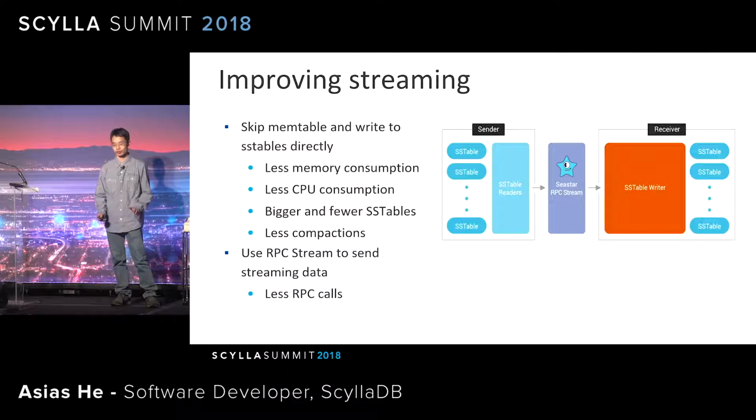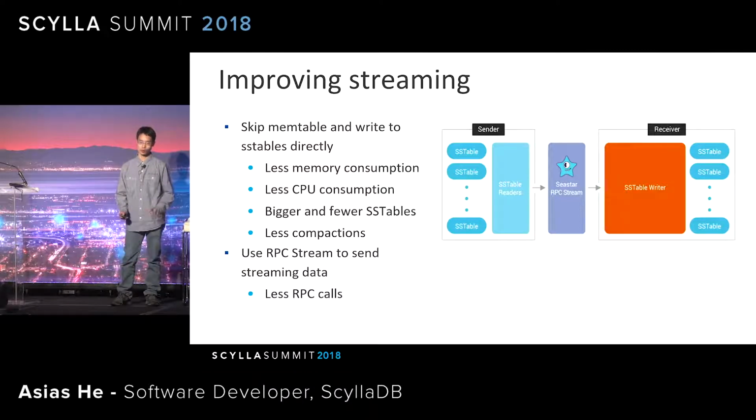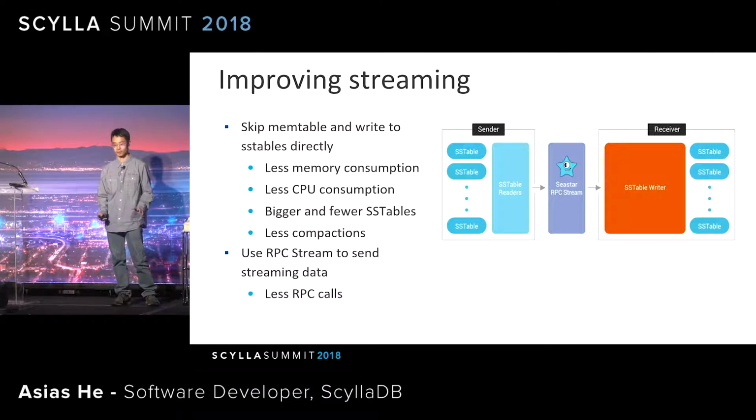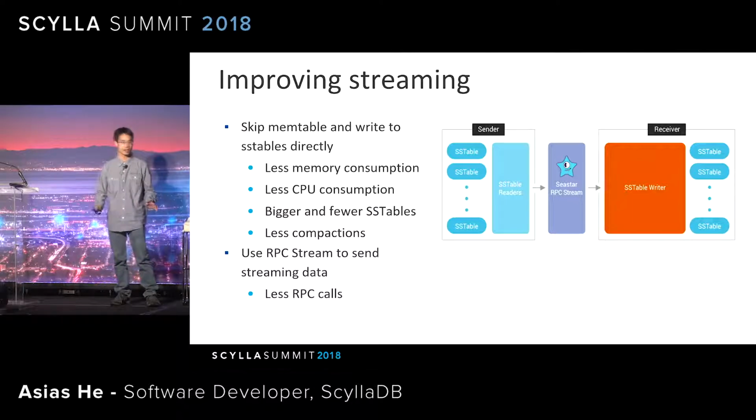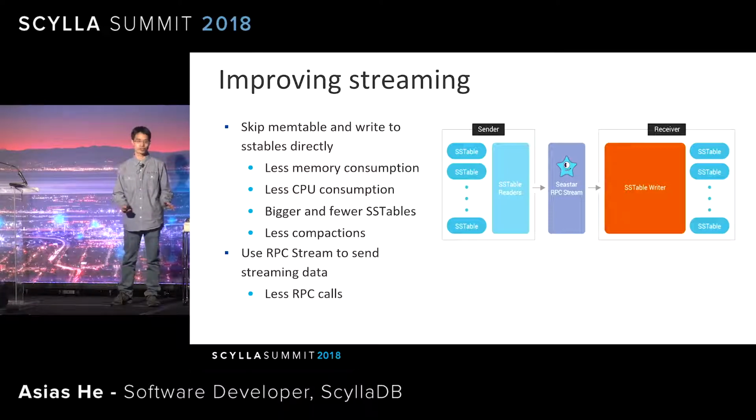We have some improvements in streaming. One improvement is that we skip the memtable and write to SSTables directly. We can do that because the data is already sorted, so there is no point in sorting it again. With this, we will have less memory consumption because no data for streaming is stored in the memtable at all. The saved memory can be used for user requests. We will also have less CPU consumption because there are no sorting or inserting operations.